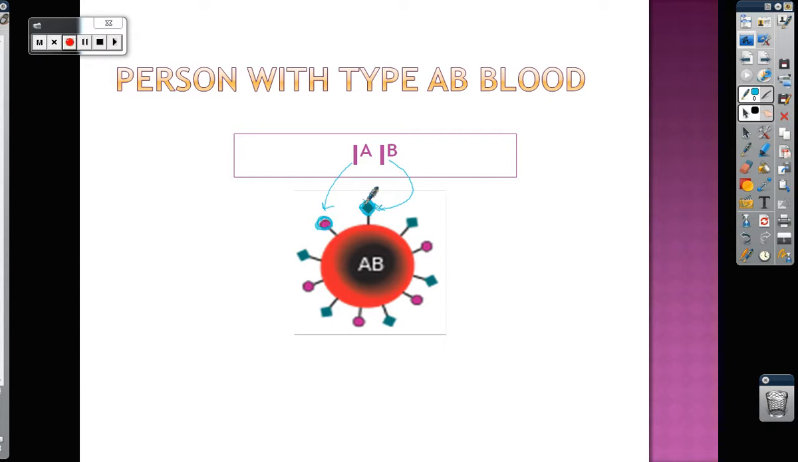Think about this one. Would this person's body want to have antibodies for type A? Obviously not. They have some A blood, so they wouldn't want antibodies marking their own blood as bad. Would they want to have antibodies for B? No, they would not want to have antibodies for B because that's also going to mark their own blood as bad. So the person with type AB blood actually has no antibodies as far as their blood cells go.